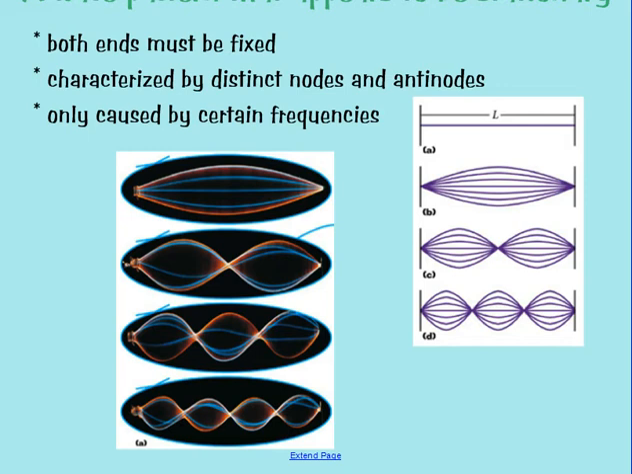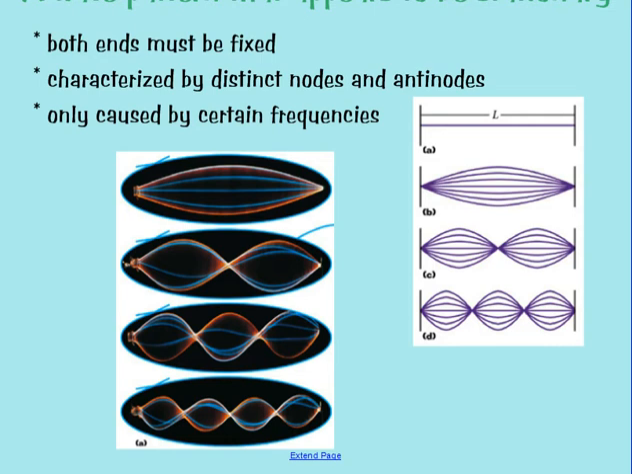Let's look at the two diagrams here and talk about the nodes and antinodes. Looking at the diagram in the center, those are four pictures of standing waves. My top picture has two nodes, one at each end, and one antinode. That's what's in the middle. Even though there's a top and a bottom, we count that as one.